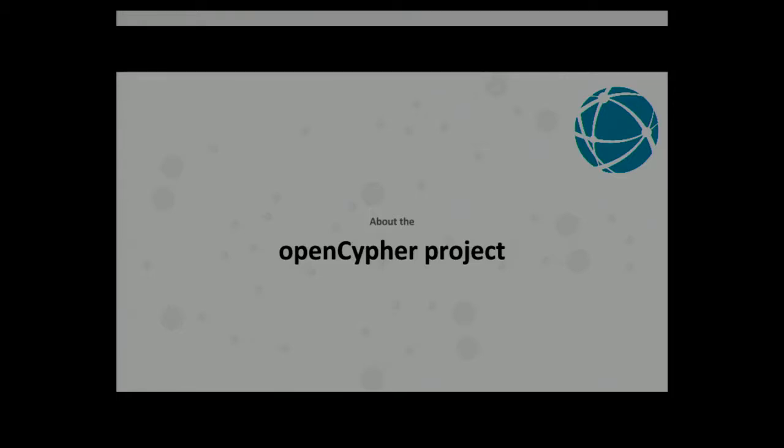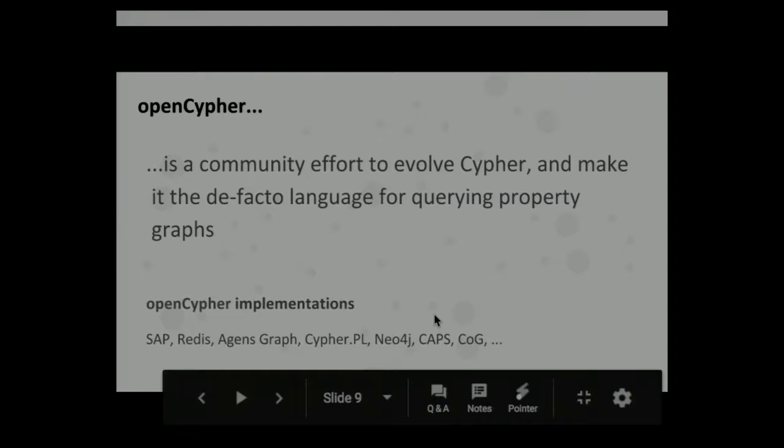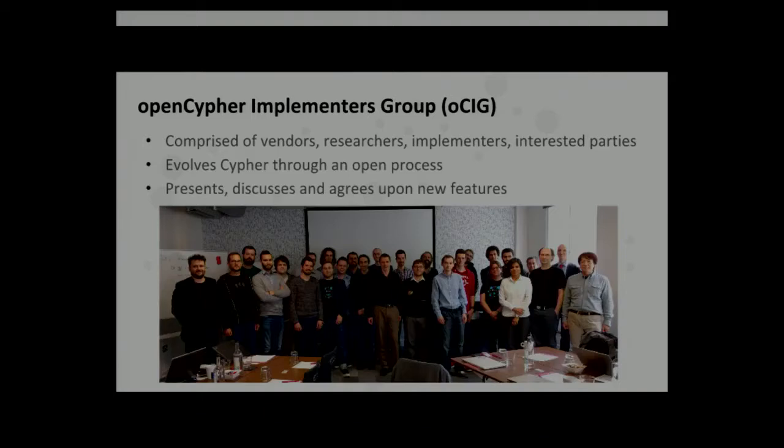So what is the openCypher project? And again, who here is aware of the openCypher project as opposed to just Cypher? Oh, okay, some. Good. So openCypher is a community effort to evolve Cypher and make it the de facto language for querying property graphs. And there are a couple of openCypher implementations. I would expect that the best known is still the implementation by Neo4j, of course, but there's an implementation by SAP, there's an implementation by Redis, there's an implementation on top of Postgres by a Korean company called Agens Graph. There's a Polish implementation about to be released. There's Cypher for Apache Spark. There's another thing I'm going to talk about in a minute. So there are a couple of implementations already.